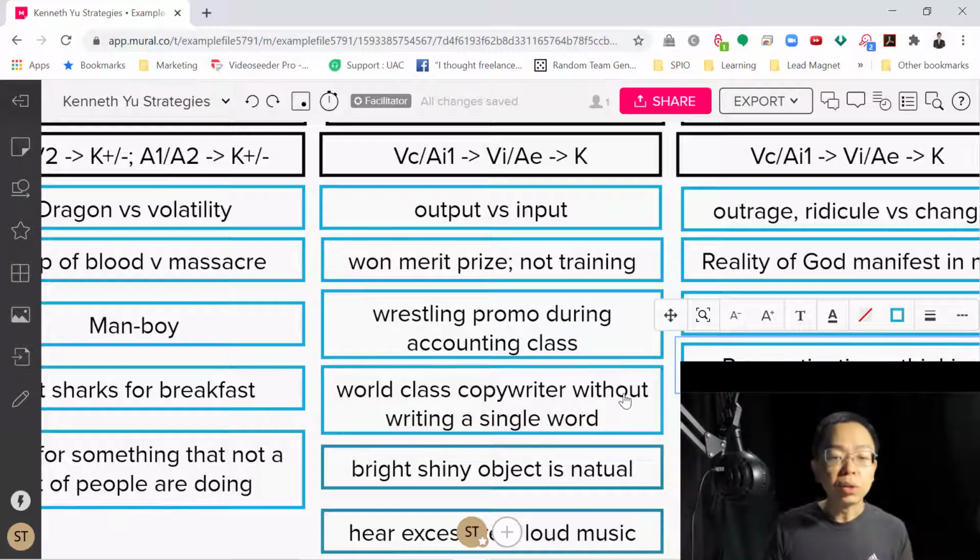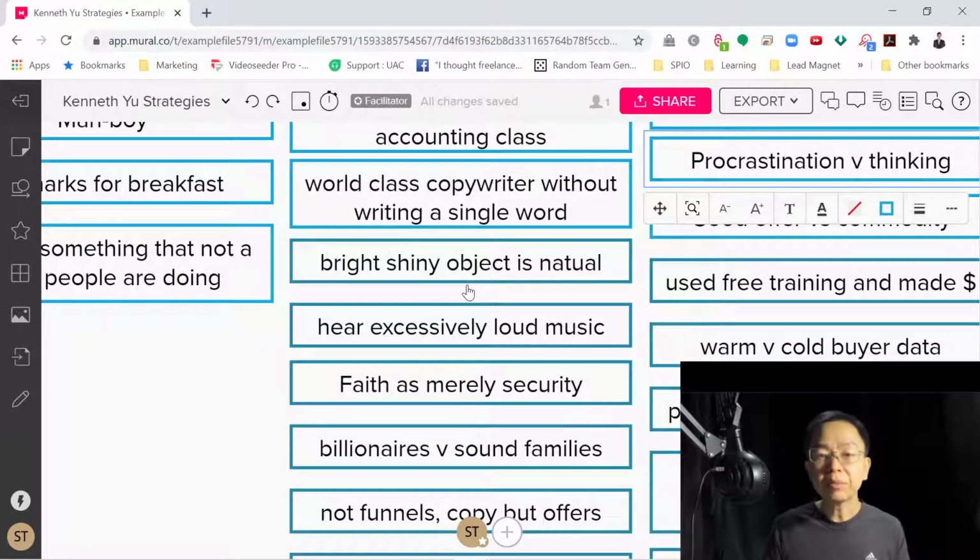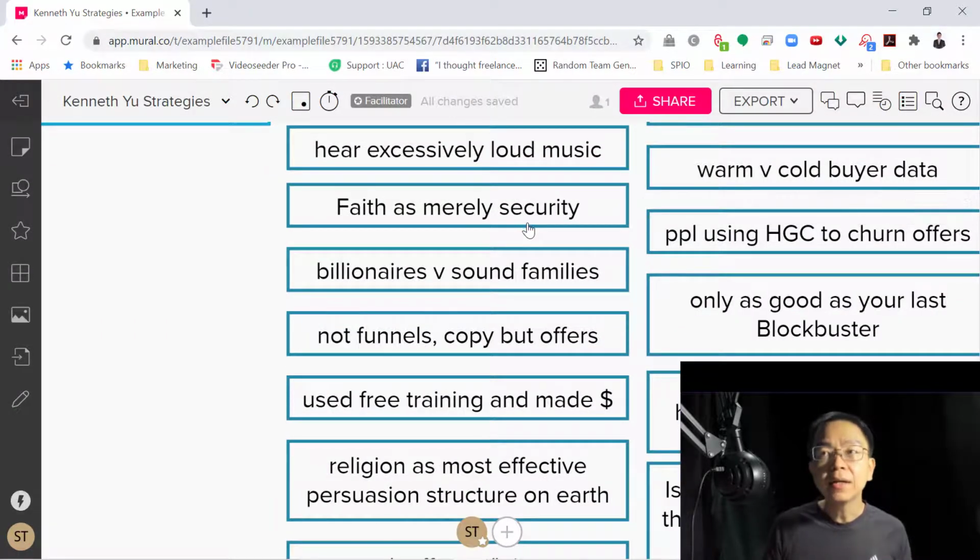World-class copywriter without writing a single word. Again, I know he's going to talk about copywriting, but then without a single word, how did that happen? Bright, shiny object syndrome, chasing after bright, shiny objects is natural. I hear loud, excessive music. Faith is merely security. Billionaires versus sound family.